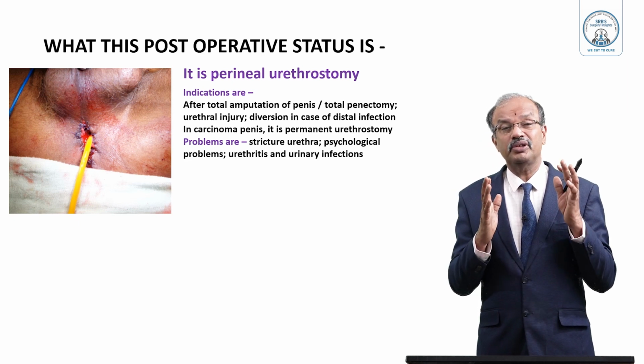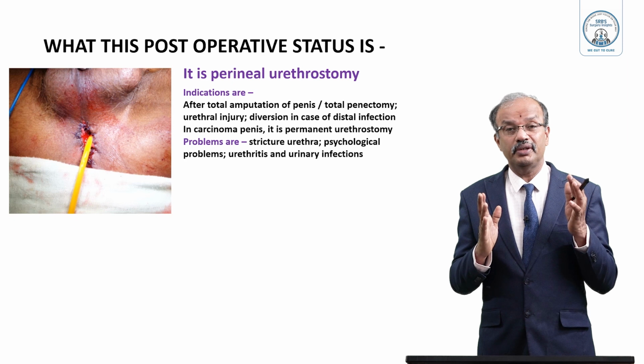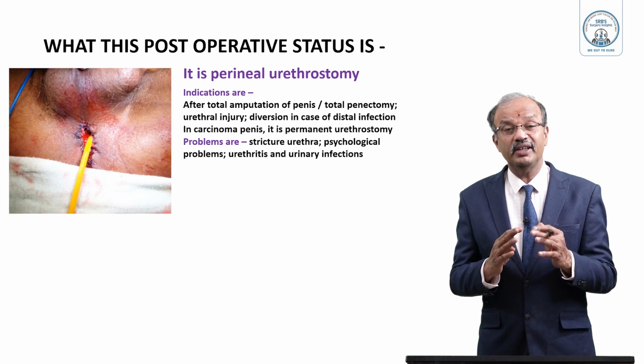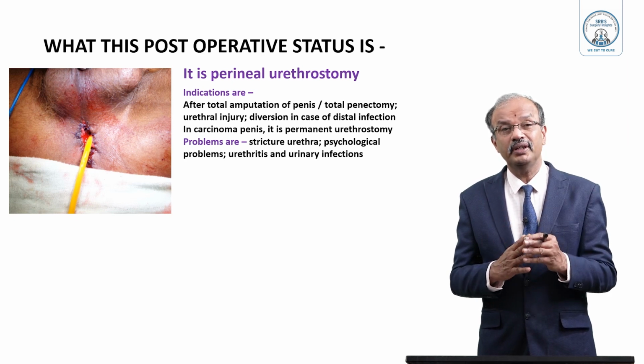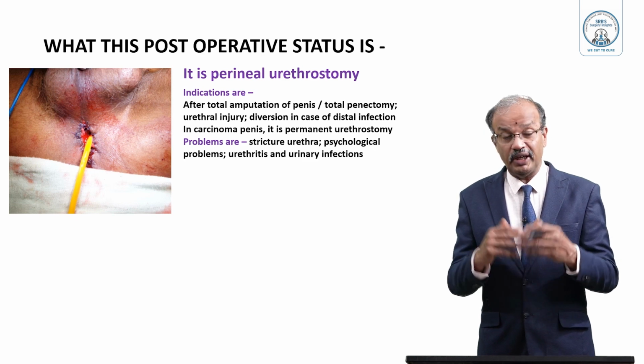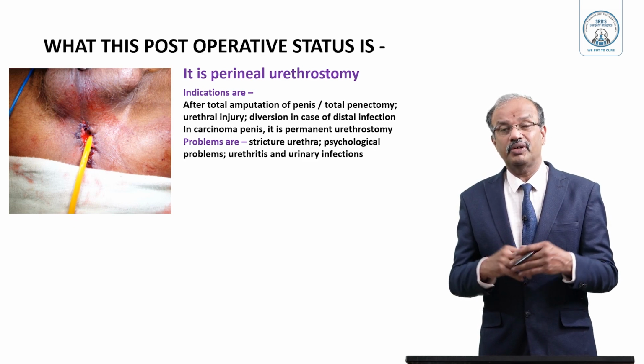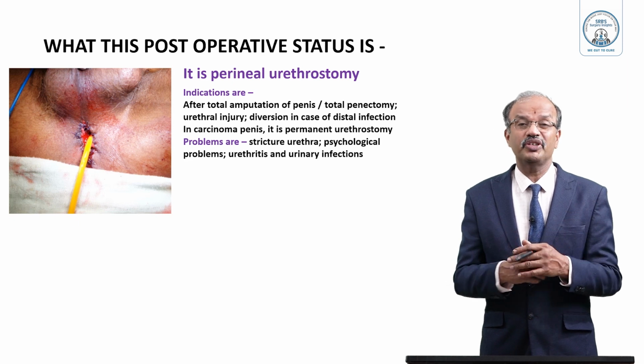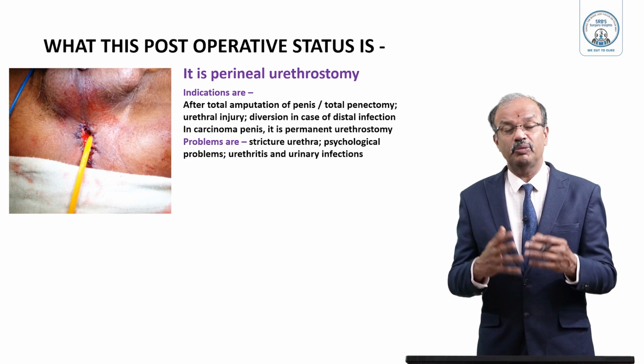Problems of the perineal urethrostomy are stricture of the urethra, urethritis and cystitis, lower urinary tract infection, and sometimes oozing can occur. There is also psychological worry for the patient because the natural way of passing urine is not there. So that is the point you have to remember.